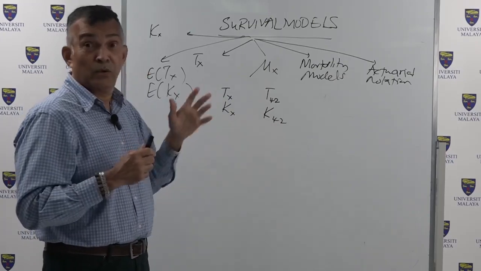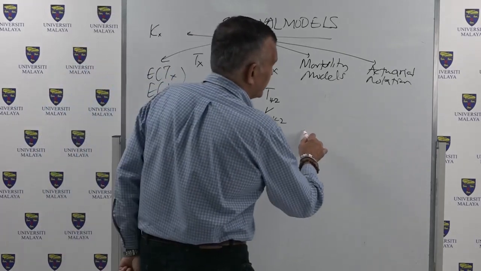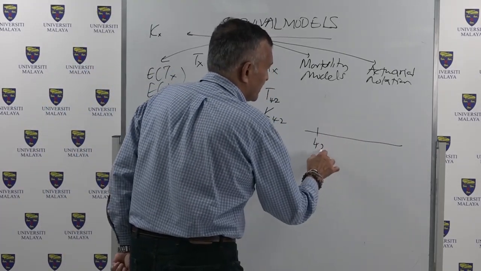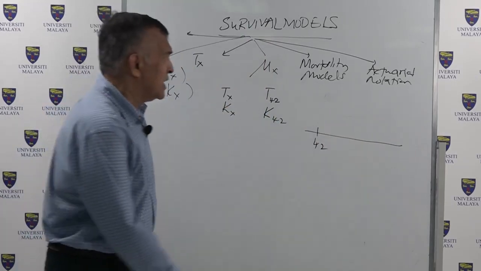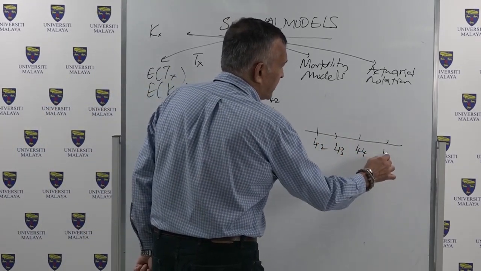In this case, let's look at age 42. Let's say this guy, let's draw a picture here. Somebody aged 42. So we have 43, we have 44, we have 45.